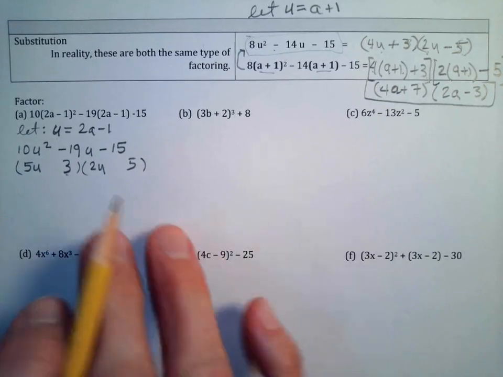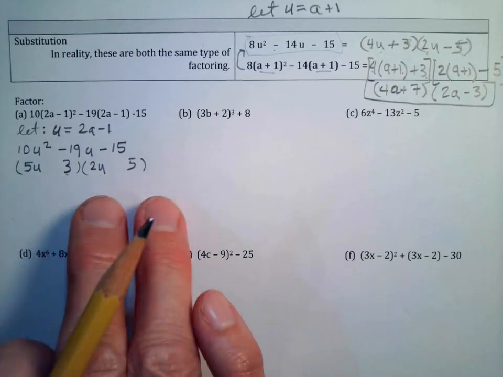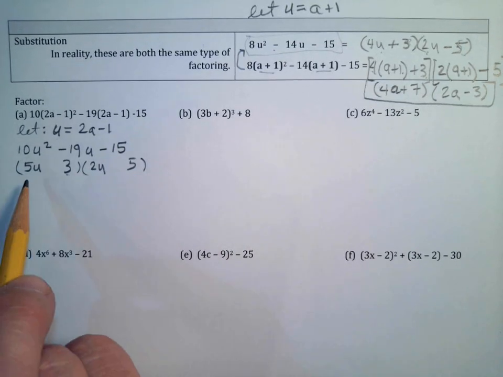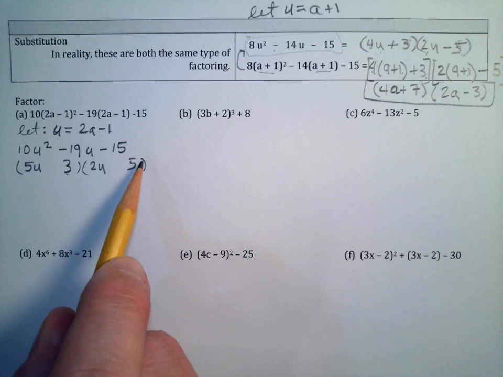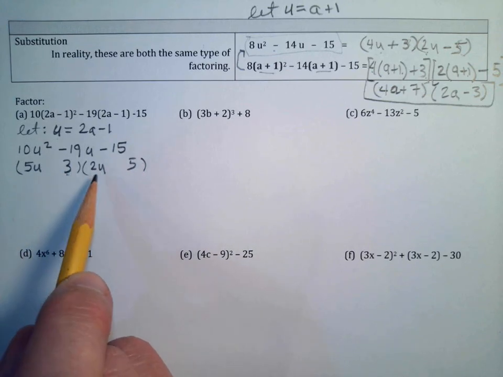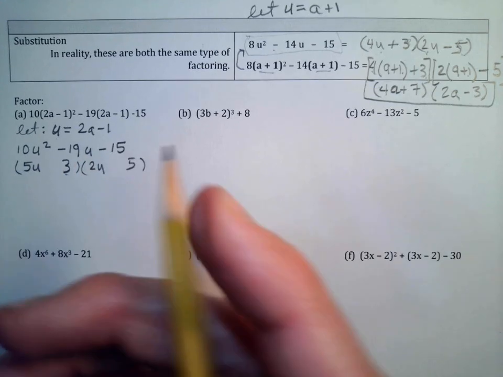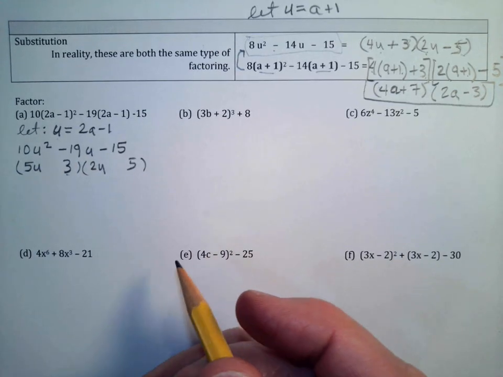If it doesn't, then I'm going to go back and maybe try a 10u and a u, maybe try 15 and 1. Let's see if this works. So that's 25, and that's 6. That negative says the signs are different, so we want a difference that's 19. That seems to work. Okay?